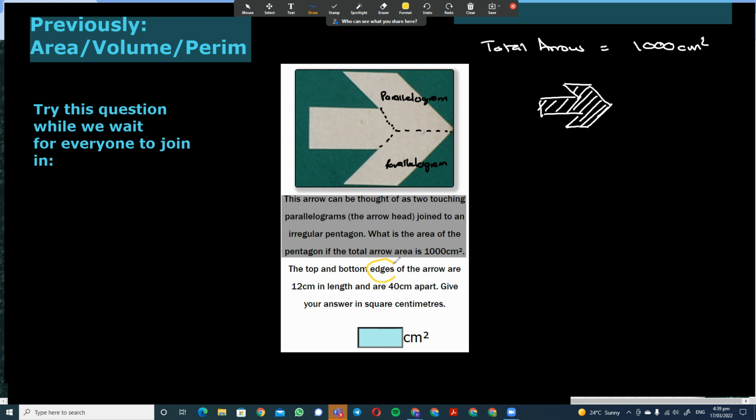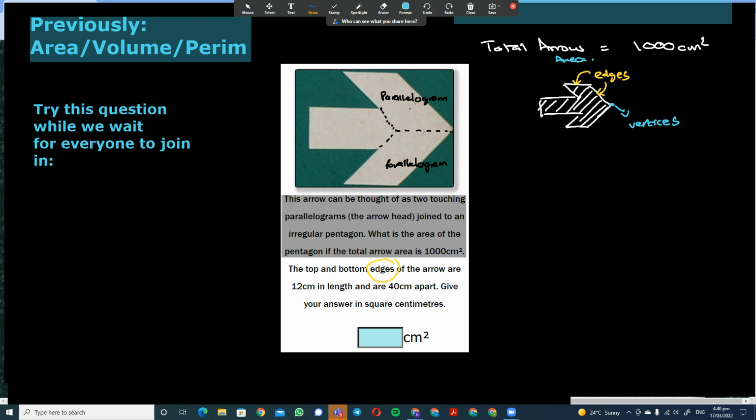Now we have to look at the word edges. Edges are these lines over here, those are known as edges. And remember, the corners are known as vertices, if you ever have to see that. So you've got the edges, you've got the vertices, and the total arrow area is equal to 1000 centimeters.